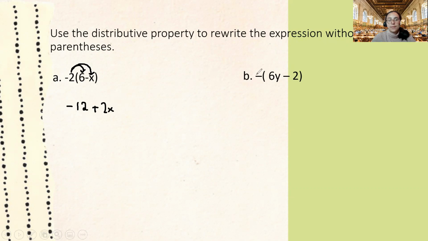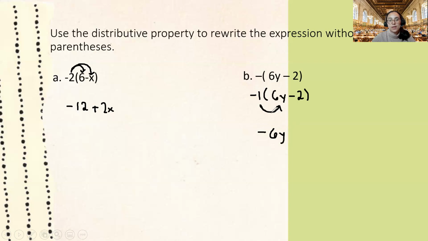Now for B, I have a negative 1 out here times 6 minus y, 6 times y minus 2. So I'm going to rewrite this like this. Okay. If you ever see a negative sign like this, it's a 1 right here. It's just invisible. We can't see it. So I've rewritten it so I can better understand what I'm distributing. I'm distributing a negative 1. So I'm going to multiply negative 1 times positive 6y. So I have a negative times a positive. So my answer is going to be negative. 1 times 6 is 6, and I bring down my y.